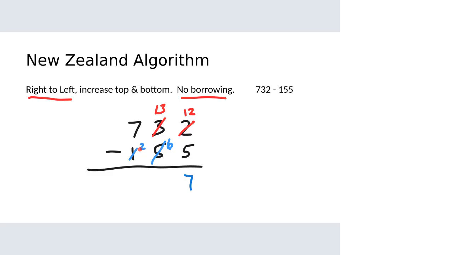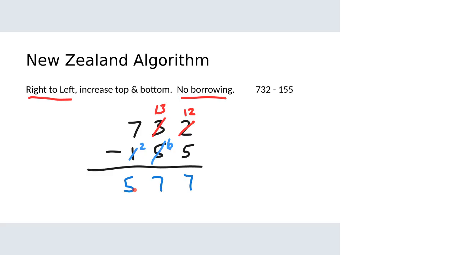Now I can subtract. That 13 minus 6 will give me 7. 7 minus 2 will give me 5. And sure enough, I get 577, which is the same answer we got for this problem when we did it before. Here, we don't do any borrowing at all.